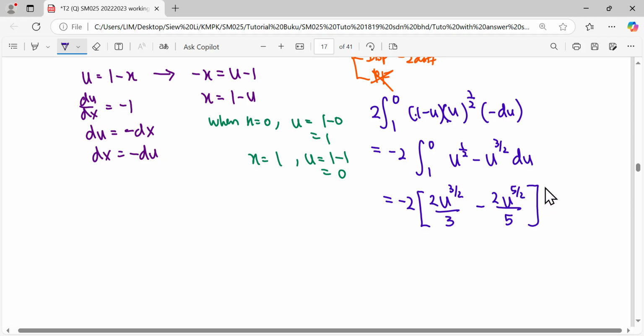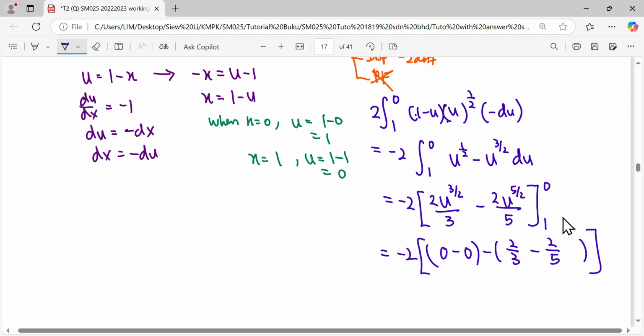Then the upper limit value of u is 0 and the lower limit is 1. So we don't need to substitute x back. We can substitute our u value straight away, with the upper limit, which is 0, minus the lower limit, which is 1. So here we substitute, it will be 2 over 3 minus 2 over 5. Then we simplify here, and we can get our answer 8 over 15.